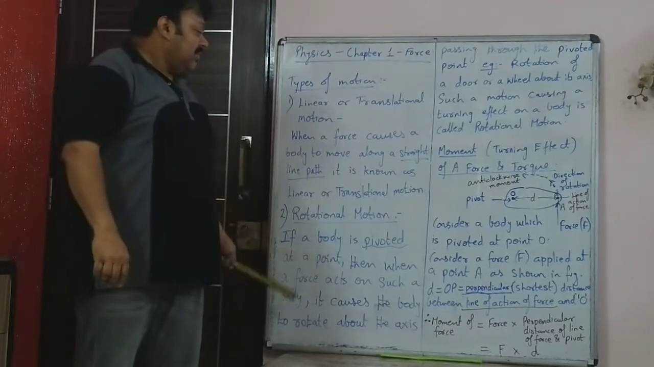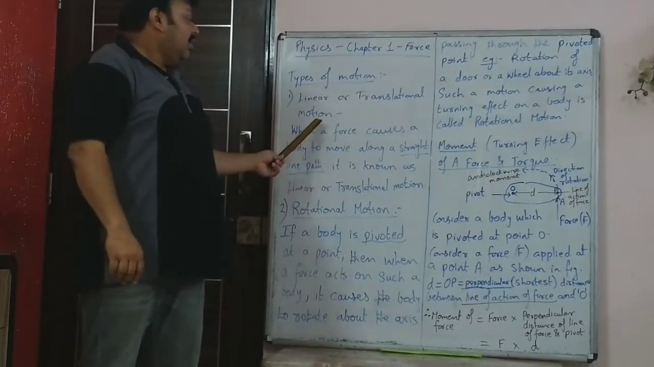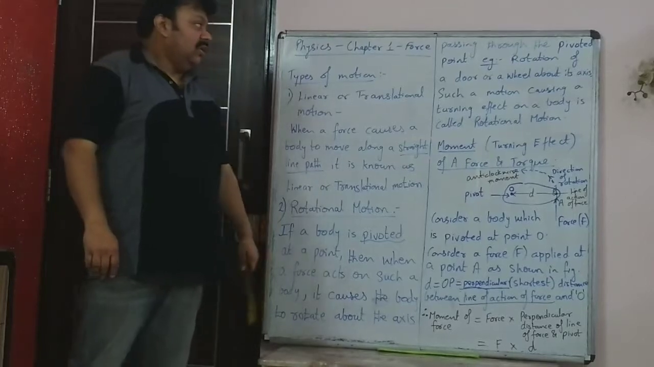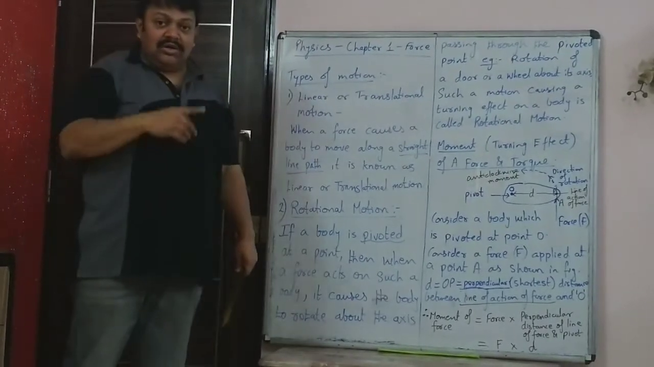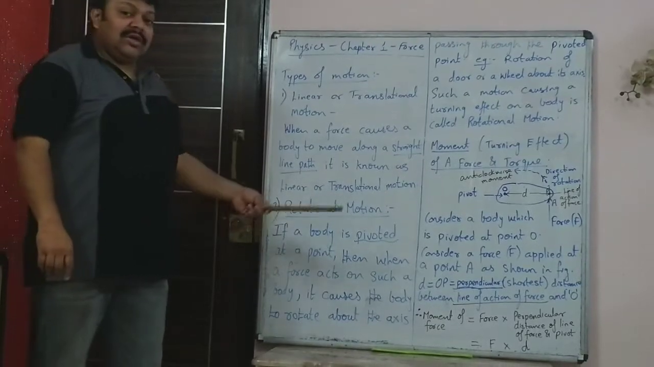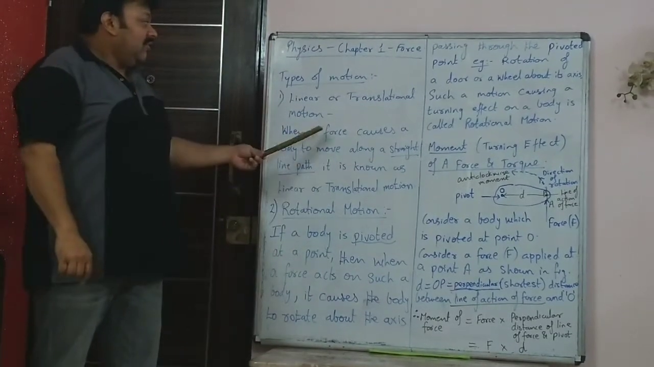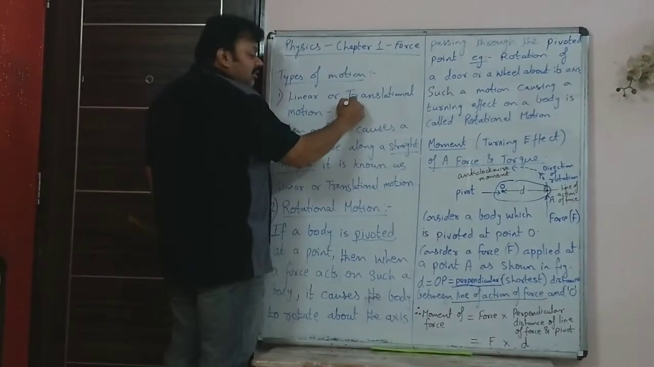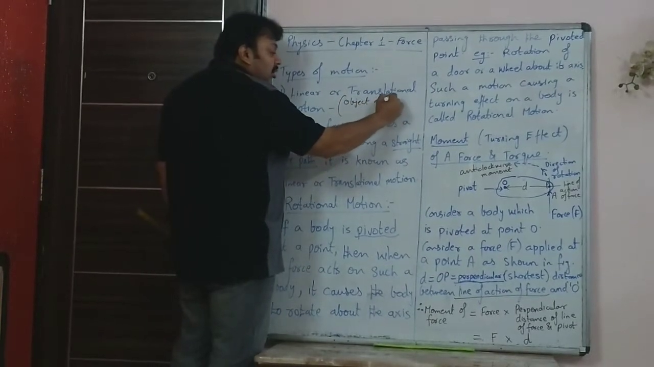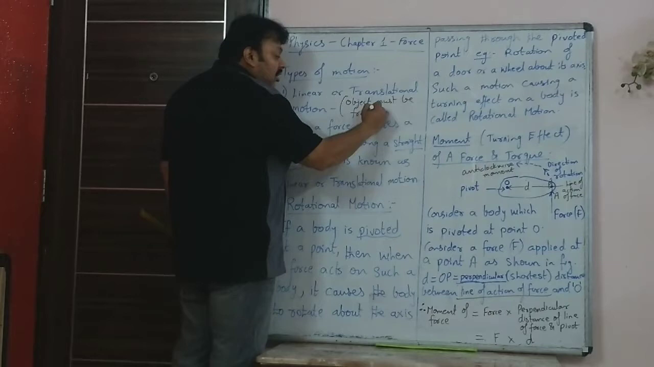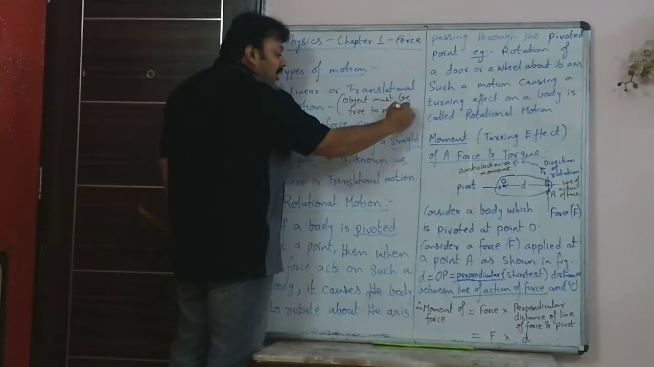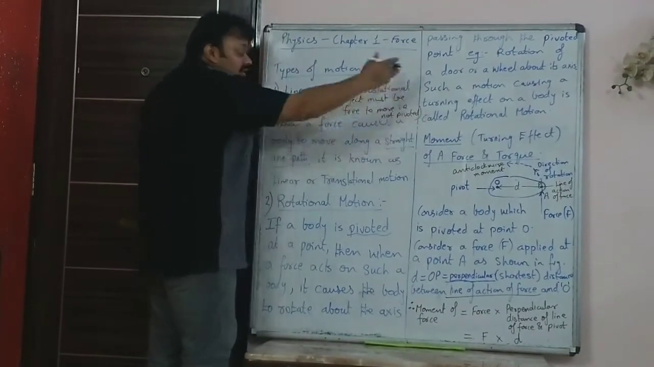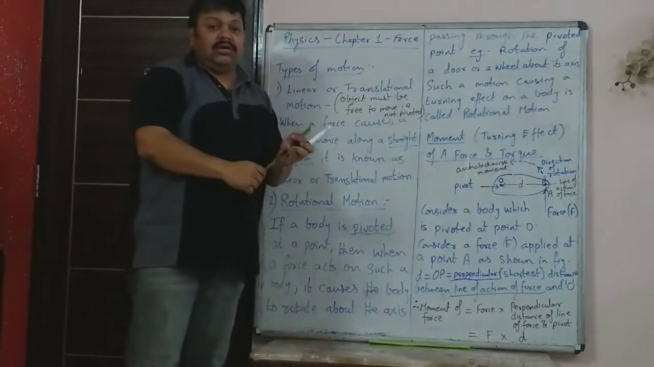So these are types of motion: translational or linear motion, that is motion of an object in a straight line, and second is rotational motion, that is motion in a circular path. For this, the object has to be pivoted at a point, and for this the object should be free to move. The totally free to move object must be free to move, that is not pivoted. And if in this case it is pivoted, it will rotate around a point.